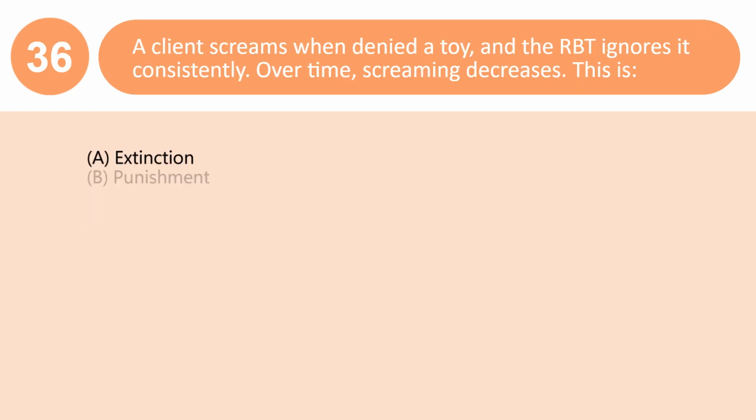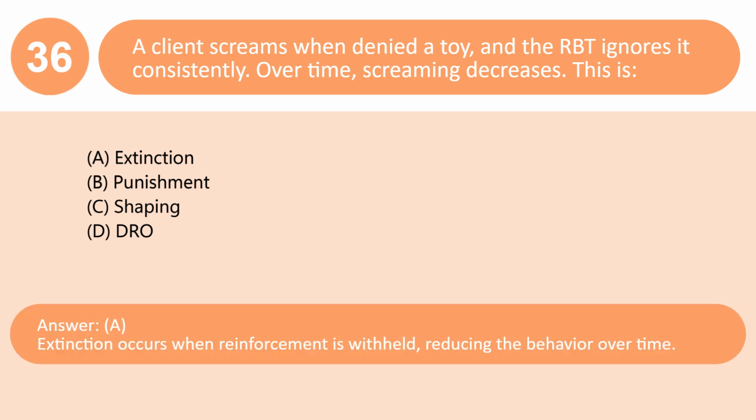A client screams when denied a toy, and the RBT ignores it consistently. Over time, screaming decreases. This is A. Extinction. B. Punishment. C. Shaping. D. DRO. Answer: A. Extinction occurs when reinforcement is withheld, reducing the behavior over time.